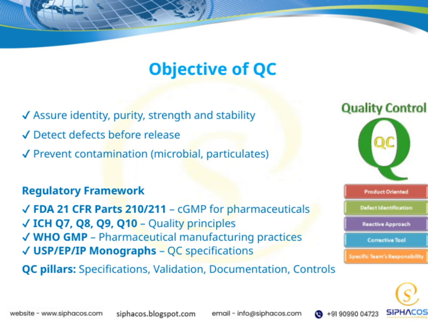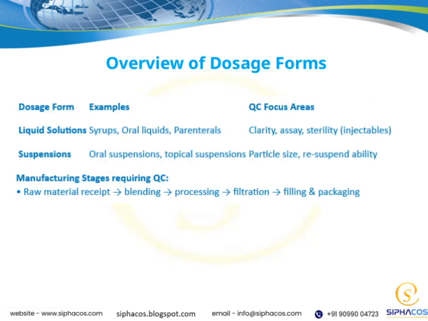for various substances. To achieve all this, our QC system is built on 4 key pillars: establishing clear specifications, performing validation of processes and methods, maintaining thorough documentation, and implementing rigorous controls throughout production. These pillars work together to ensure that quality is built into every step, supporting the overall goal of delivering safe, effective medicines.